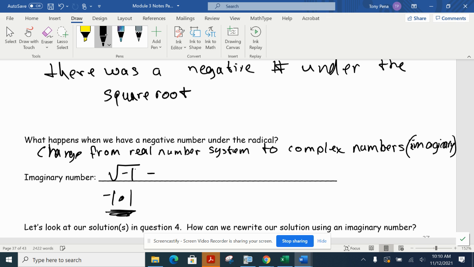So what the square root of a negative 1 is defined as, and this is why they use the idea of the word imaginary, even though it's really a complex number, is the letter i. So whenever you see an i, it's actually a number that refers to this idea of a square root of a negative 1. Okay?